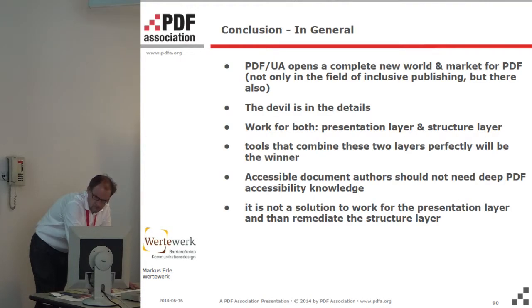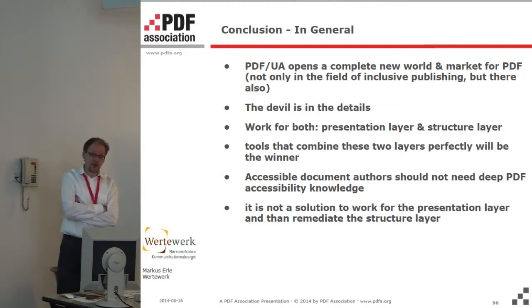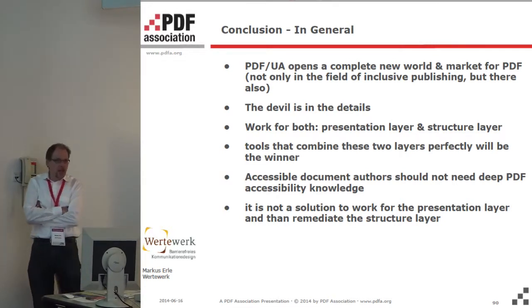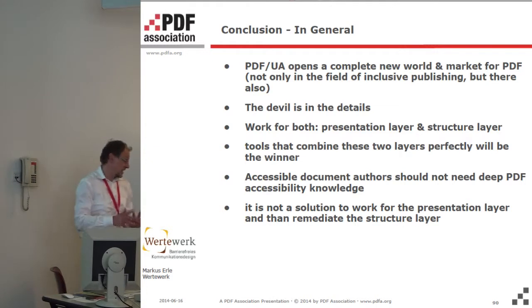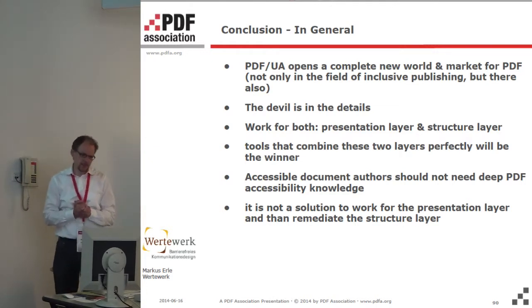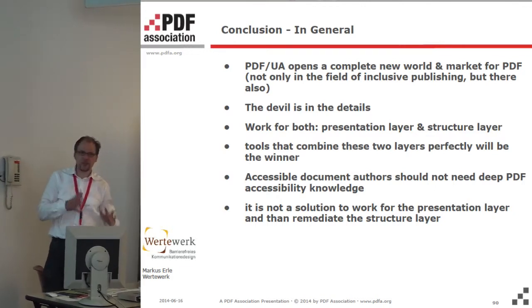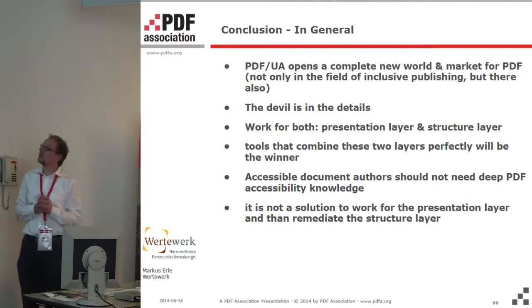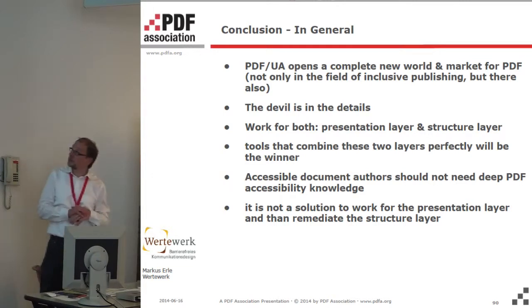Conclusions. In general, PDF UA opens a completely new world and market for PDF, not only in the field of inclusive publishing. The devil is in the details. For the most important tags, like headings and paragraphs, it's simple. Tables and lists are more complicated. And the tools that combine the two layers, the presentation layer and the structure layer, will be the winner. And for authors, it would be best to work for both.